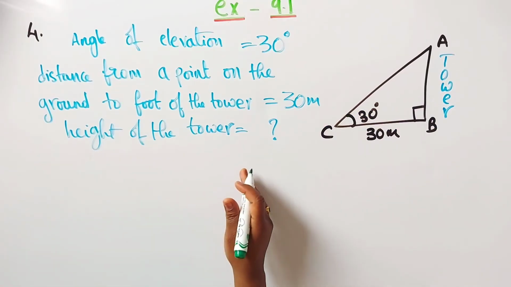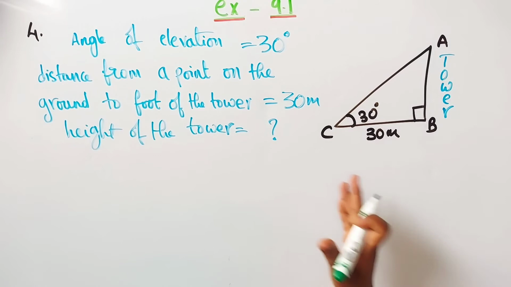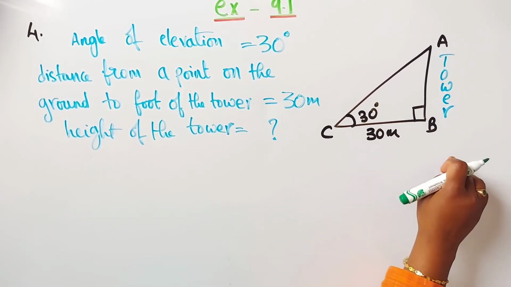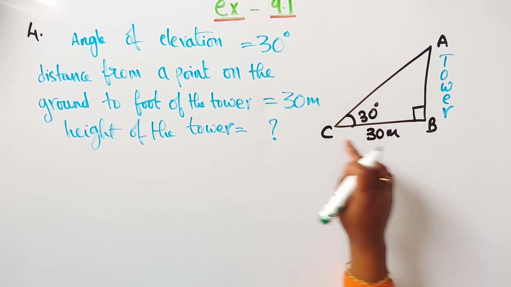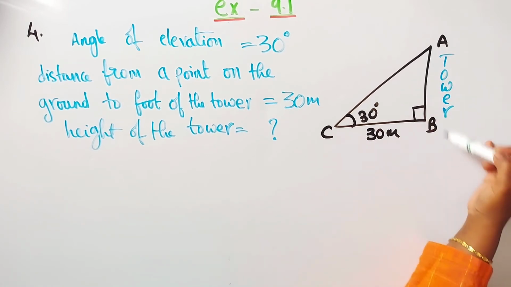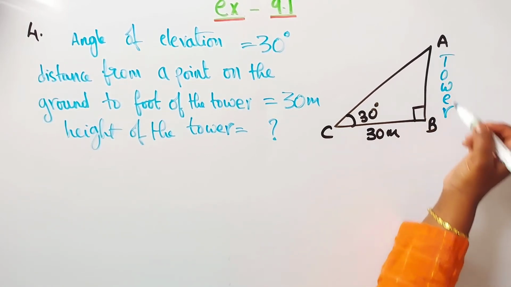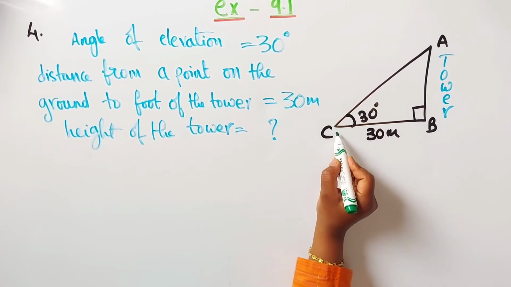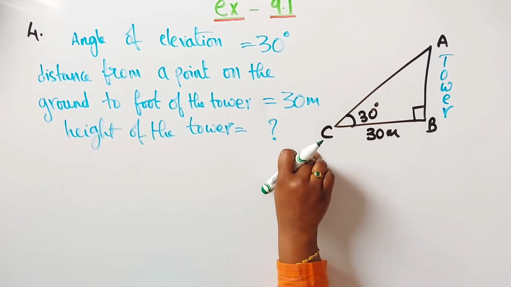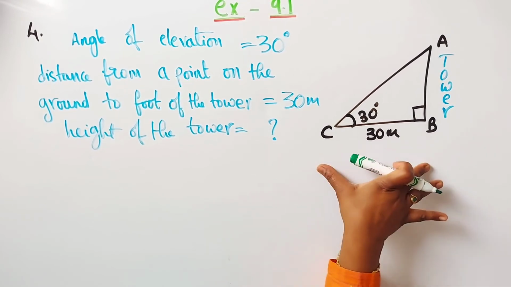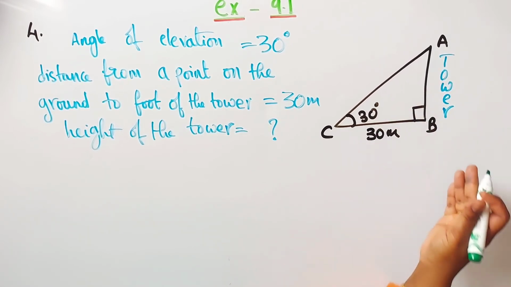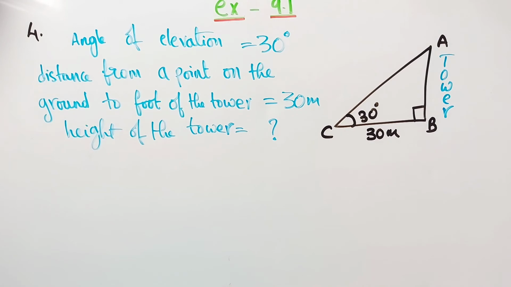Question 4, children. The angle of elevation of the top of a tower from a point on the ground, which is 30 meters away from the foot of the tower, is 30 degrees. Find the height of the tower, right children? Think this is a tower of length AB, children, the foot of the tower, and a point on the ground. The distance between the point on the ground and the foot of the tower is 30 meters, and the angle of elevation is given as 30 degrees. We have to find the height of the tower, children, that is AB.